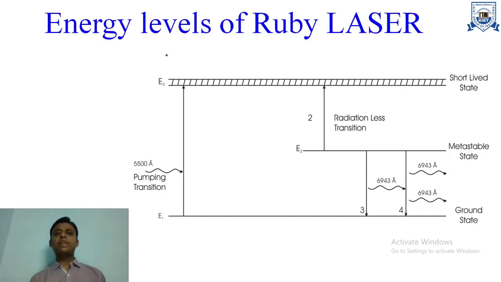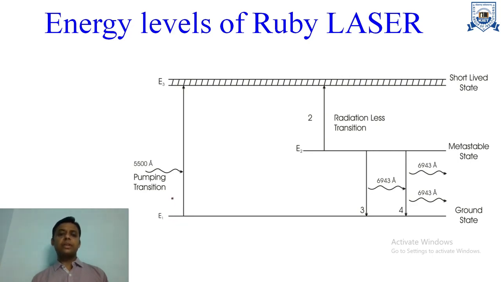Now, the energy level diagram of the ruby laser. As we know very well, the ruby laser is an example of a 3-level laser. So there are 3 energy levels, E1, E2 and E3. These energy levels are for chromium ions. Firstly, chromium ions are initially in the ground state.